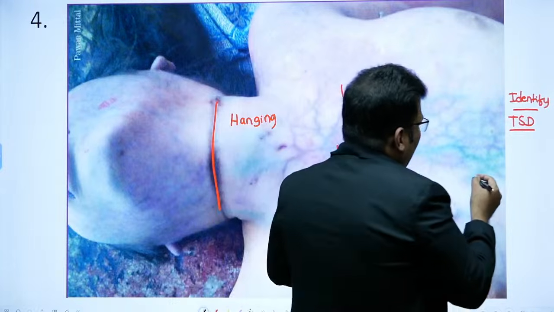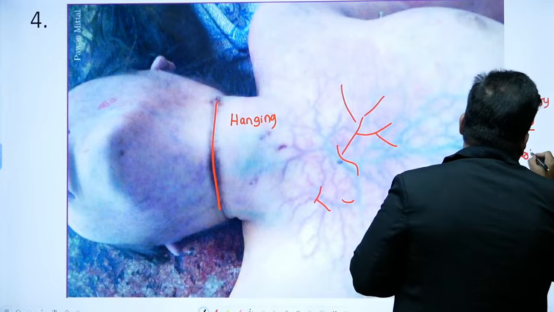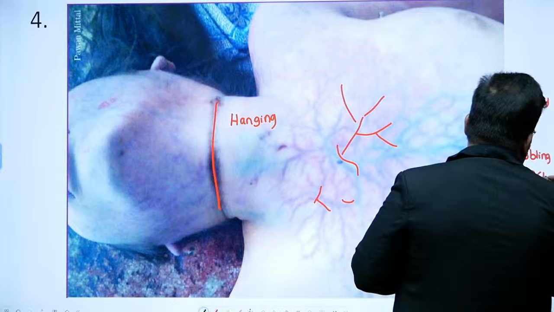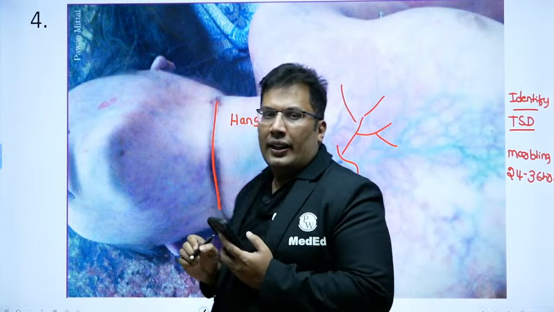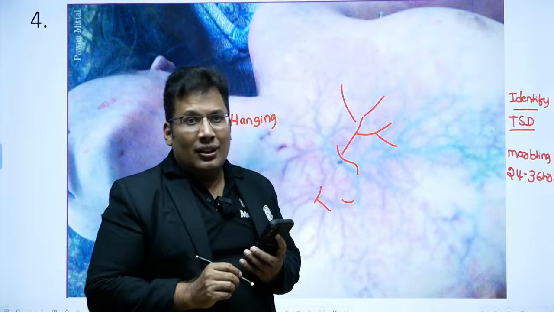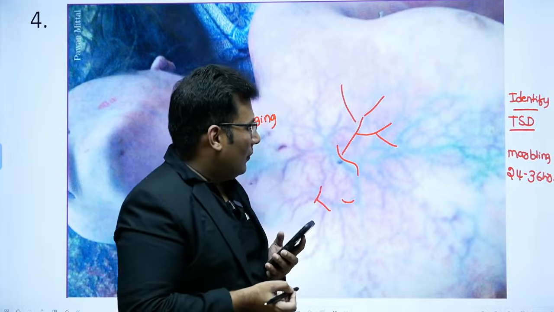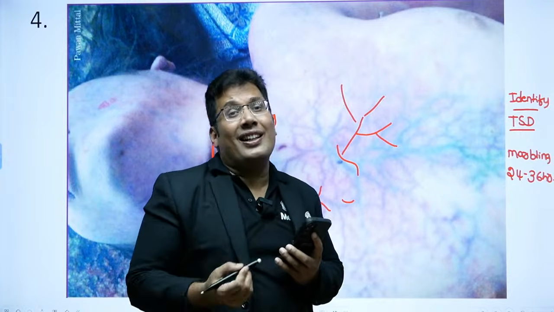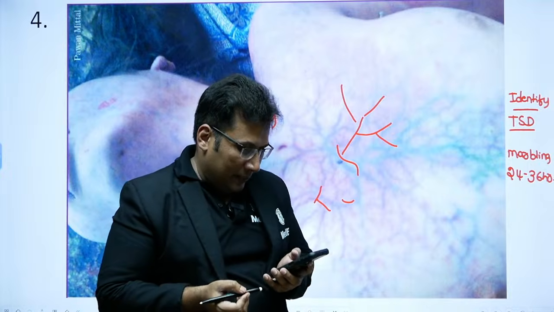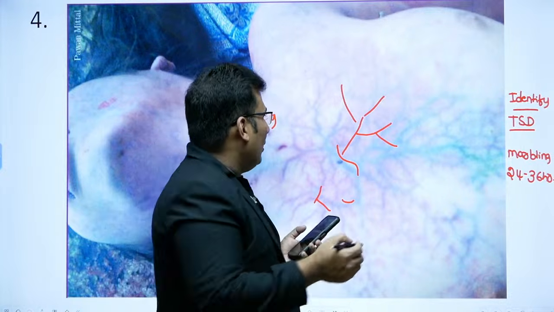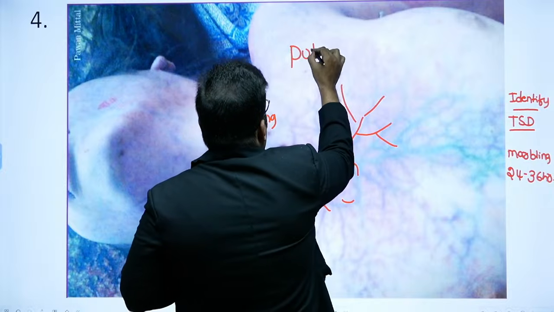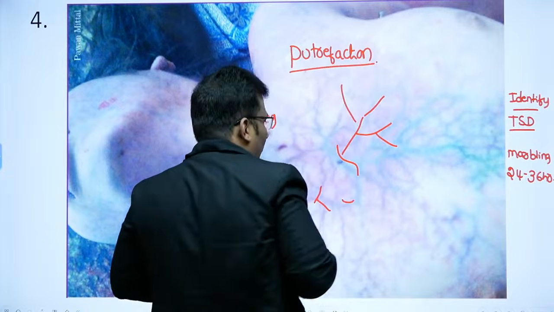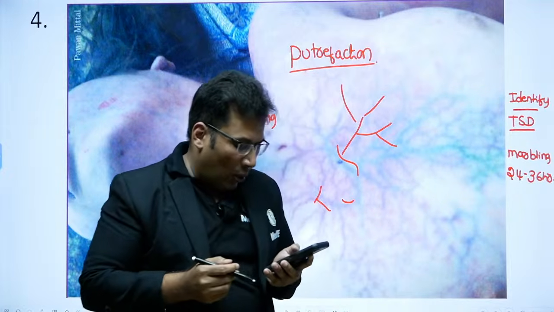This is known as marbling. It occurs in 24 to 36 hours. This appearance is known as road map appearance, greenish road map appearance. This is because of sulfmethemoglobin produced by Clostridium welchii. This is showing putrefaction.